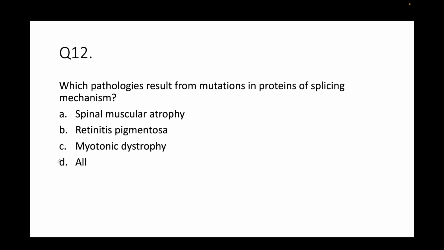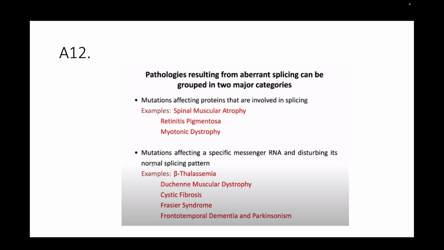So here is your answer, that is all. Pathologies resulting from aberrant splicing can be grouped into two major categories. The first is mutations affecting proteins that are involved in splicing. Examples are spinal muscular atrophy, retinitis pigmentosa, and myotonic dystrophy. These are the three examples where you will find mutations in proteins involved in splicing.